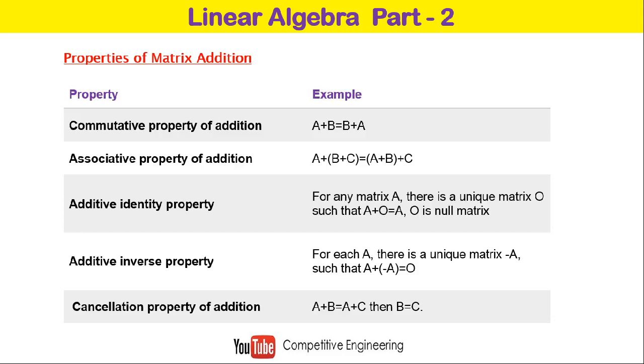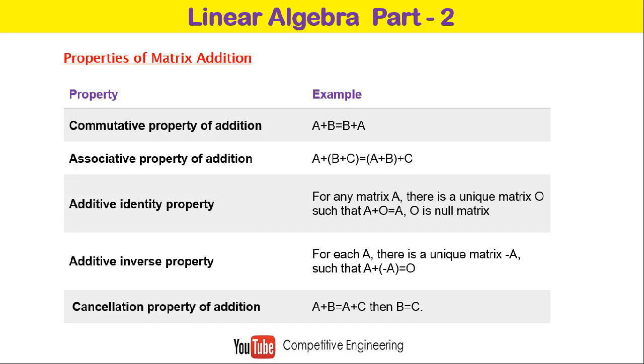The associative property is A plus B plus C equal to A plus B plus C, grouped differently. That means we have three matrices. First we are adding B plus C, and then we are adding A with that, so we will get a matrix. It is equal to first adding A plus B, and then adding C. So this is the associative property.